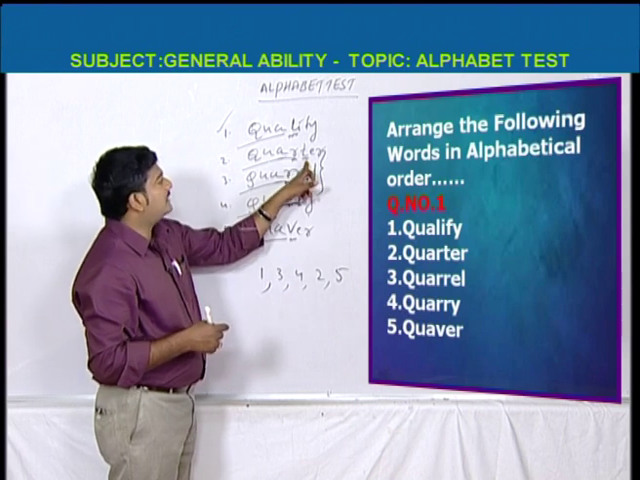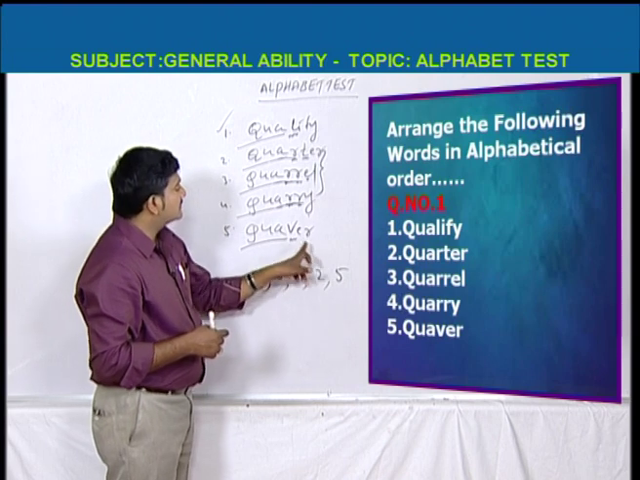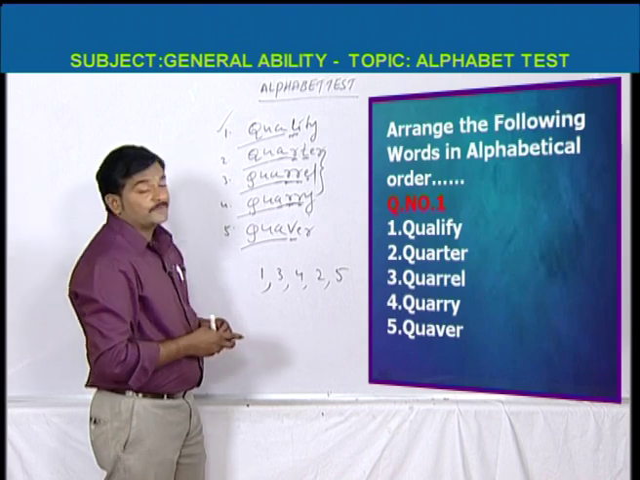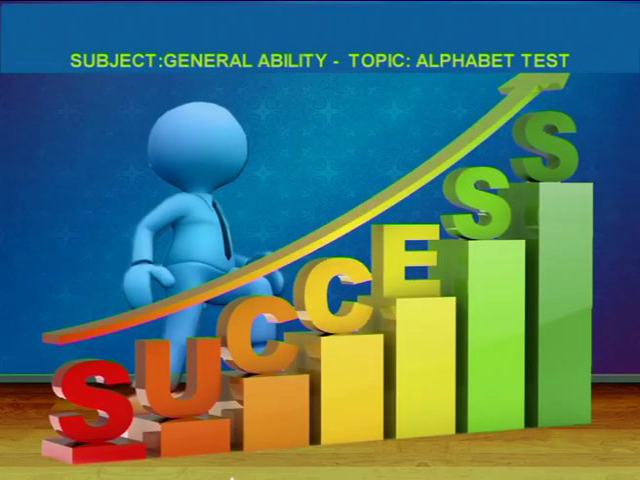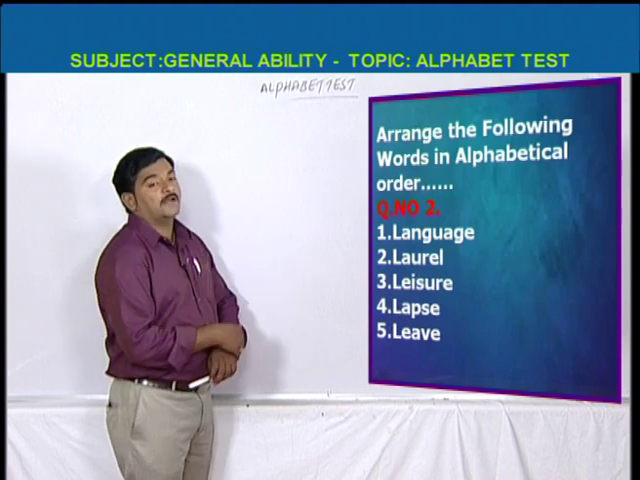After this R we will get T. That's why the next one is 2. And after completion of this, finally we will get V. That's why the dictionary order is 1, 3, 4, 2, 5. I hope you understood. One more question based on alphabetical order, arranging the given words into alphabetical order.